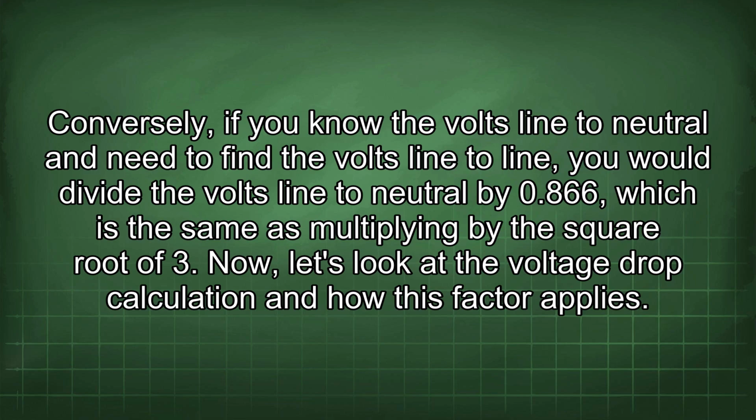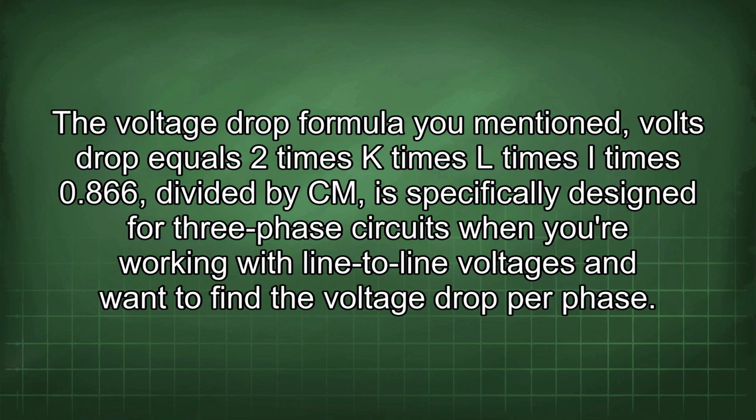Now let's look at the voltage drop calculation and how this factor applies. The voltage drop formula you mentioned, volts drop equals 2 times K times L times I times 0.866 divided by Cm, is specifically designed for three-phase circuits when you're working with line-to-line voltages and want to find the voltage drop per phase.